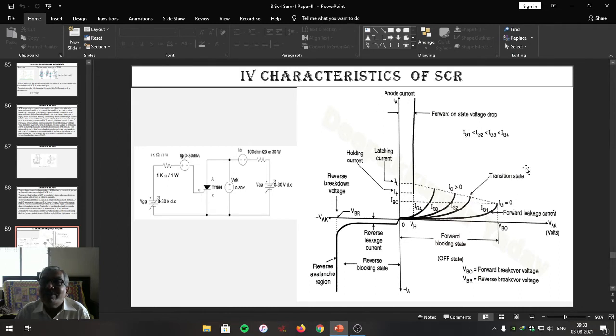From this nature of the curve, what conclusion are we going to draw? Let me consider the IV characteristics, anode current versus anode to cathode voltage, for IG equal to, say, 0 milliampere. From this curve, what we can see is that at the beginning, when VAK is 0, IA is 0. It means we have just connected the power supply between anode and cathode, which will forward bias the junctions J1 and J3, whereas J2 is reverse biased.